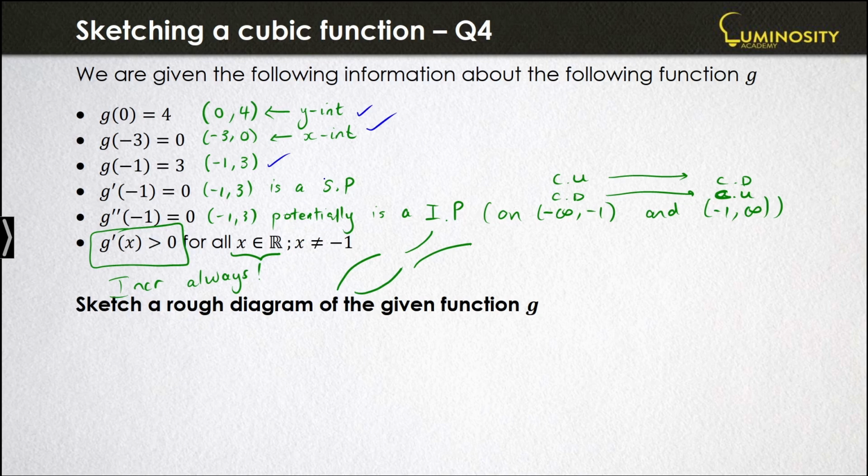So let's go ahead and put that. And then it's also a stationary point, which means the graph turns there. Okay, or not necessarily turning, but just has a 0 gradient. And then it says at that same point, it could potentially be an inflection point. Okay, but we know that the graph is always increasing.